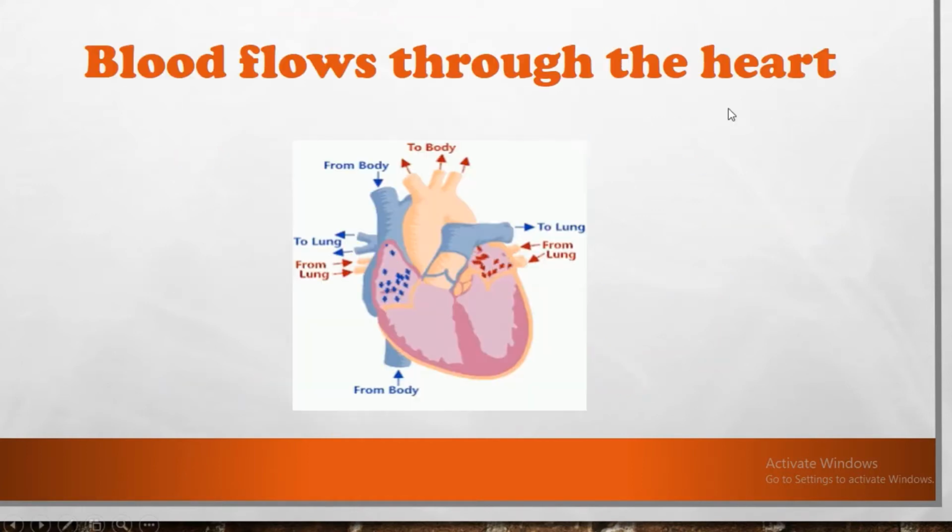Now we will move on to the next topic, that is how the blood flows through the heart. The heart is the pumping organ of the body. It receives the blood from the veins, or you can say the pipes or the vessels, and then the heart pumps that blood with pressure to the respective arteries. So how this process occurs, we will see.